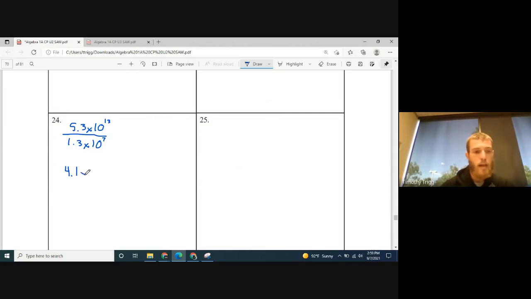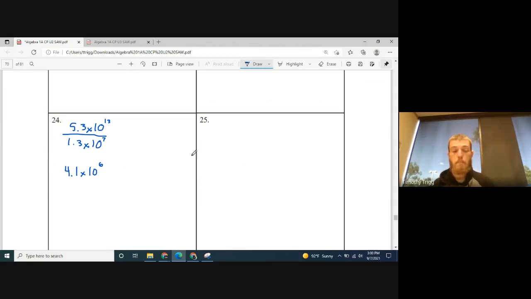And then times 10 to the power of, and what do we do with these powers? We subtract them, right? So 13 minus 7, what's that going to be? Well, it's going to be 6. So it's already in scientific notation, so that's great.